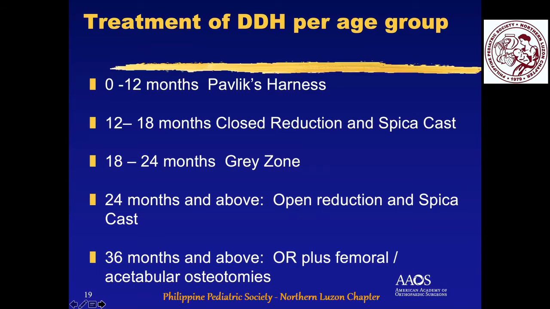By 12 to 18 months, you may need to do something like a closed reduction and a hip spica cast. Above 24 months, usually you will need to do an open reduction, doing surgery to manually take out all the gunk that has blocked reduction, and then opening and reducing it, and then putting the patient in a spica cast. But after 3 years, it becomes more difficult because secondary deformities have occurred. So you will need to do either femoral or acetabular osteotomies to reduce the hip.